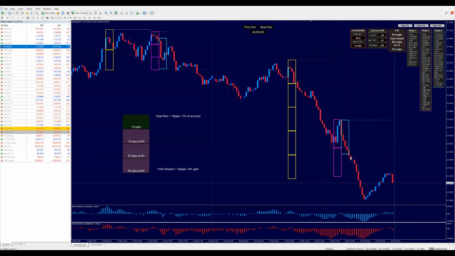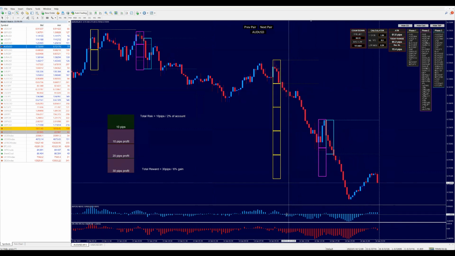Okay, it also works as a filter to keep you out of trades. So if you were to plan on selling, but you've got buyers up above 0 and you've got sellers below, you've got a mixed signal.